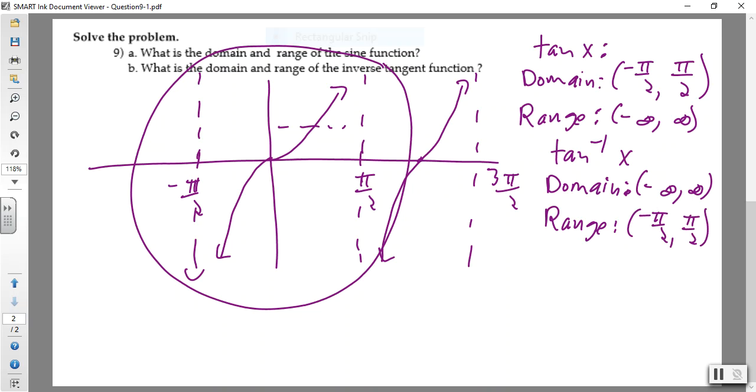So when we're working with the inverse tangent function, when the ratio is negative, we use the fourth quadrant. When the ratio is positive, we use the first quadrant.